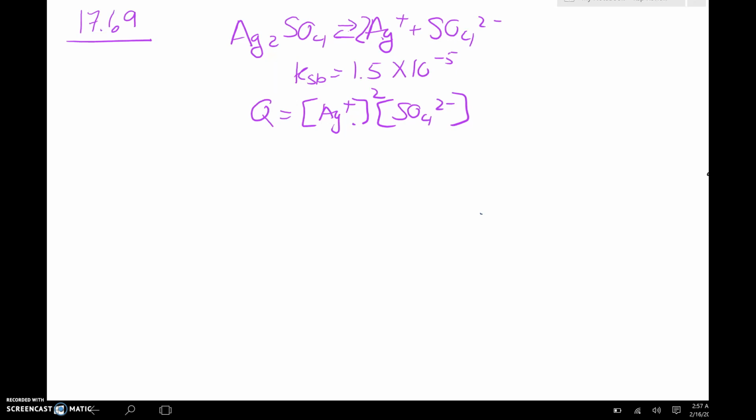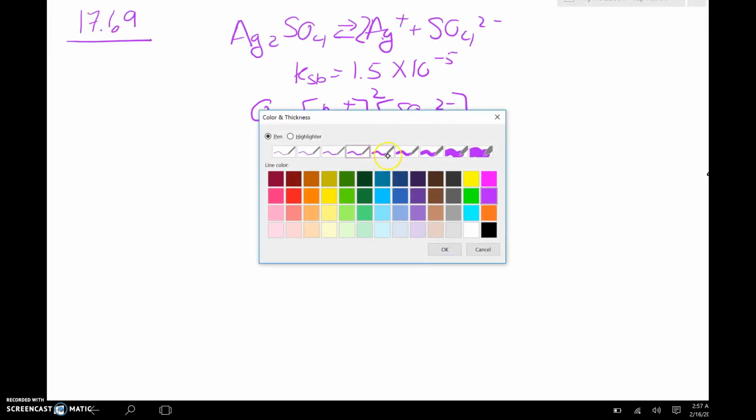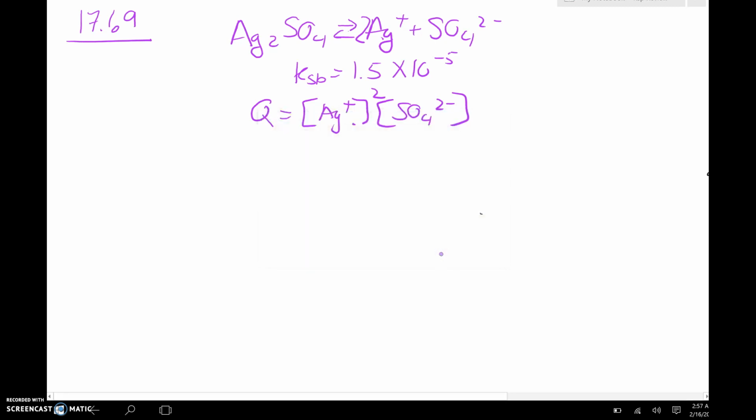So I'm just going to try to change this pen a little bit. Maybe if I make it thicker, it will be easier to write neater.